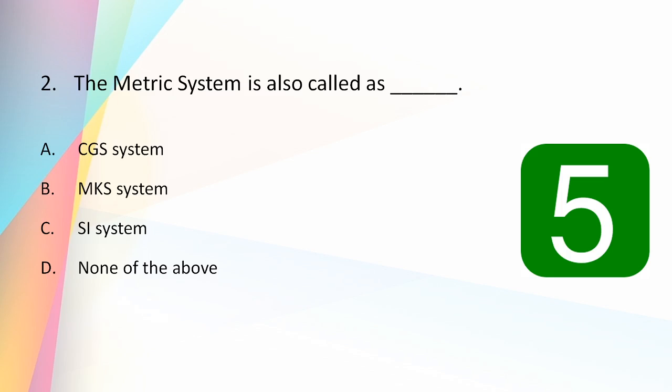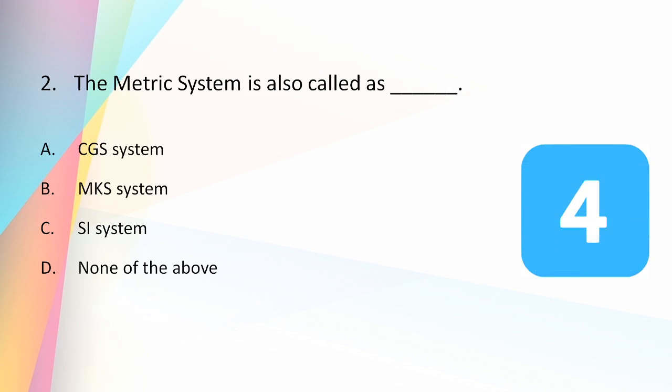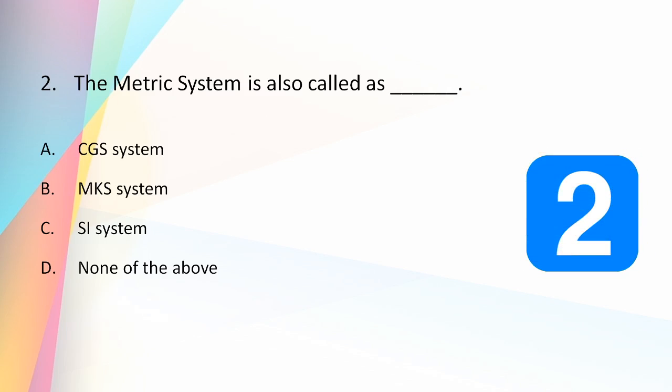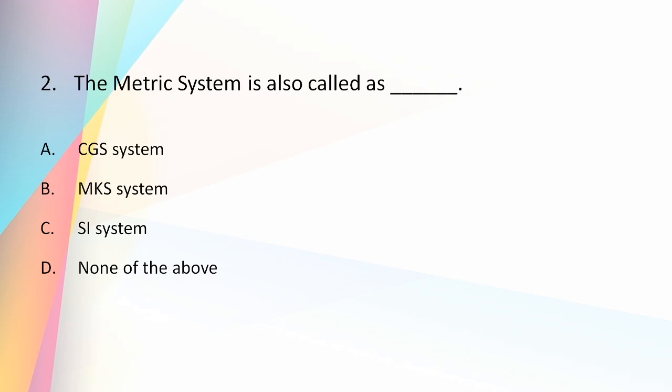The metric system is also called as CGS system, MKS system, SI system, none of the above. And here you go. And the answer is MKS system. Metric system uses the three basic units: length, mass, volume. Hence, MKS system is called the MKS system because meter, kilogram, and second are the units.